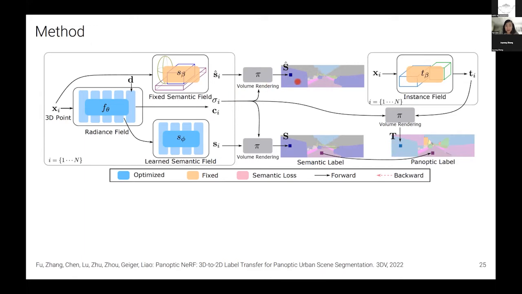With the two semantic fields we can render two semantic maps. And the bounding primitives also provide information of the instance, so we can easily render an instance map. By combining the instance map and the semantic information, we can obtain the Panoptic label. So you may wonder why we want to have these two semantic fields. And that's the key of our method.